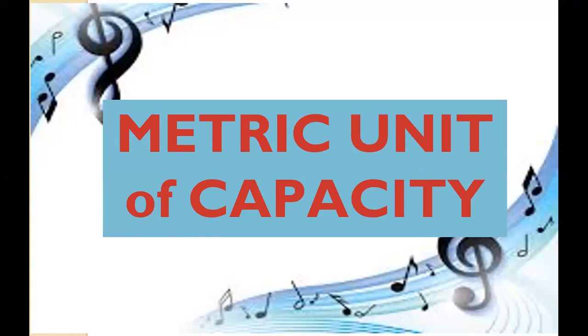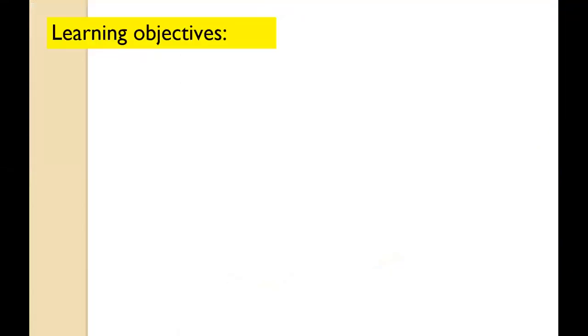Let's talk about today's topic. We are going to talk about the metric unit of capacity. I have explained to you before that we use capacity when we are measuring liquids, like soft drinks, juice, water, anything that is liquid. These are the metric units of capacity. When we measure anything liquid, we are talking about capacity.